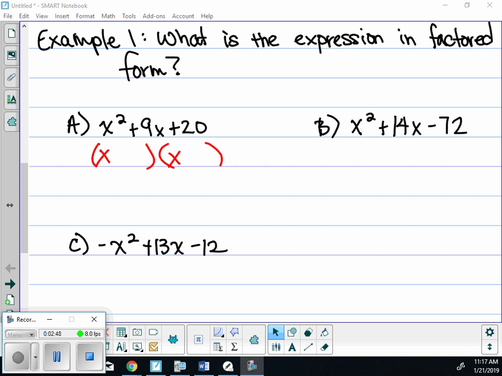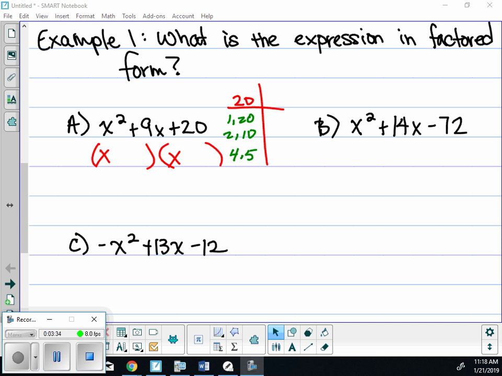Okay. Now the next part is finding the numbers. So this is how I recommend you set this up. You don't have to. You might be able to do it in your head. And hopefully as we practice, more of you will be able to do it in your head. But look at the last number, the number that doesn't have any x's, and it is a 20. I want you to think about, or list, whichever you need to do, all the number sets that multiply to 20. So I typically start with 1. 1 times 20, and 2 times 10, and 3 doesn't go into 20, but 4 times 5.